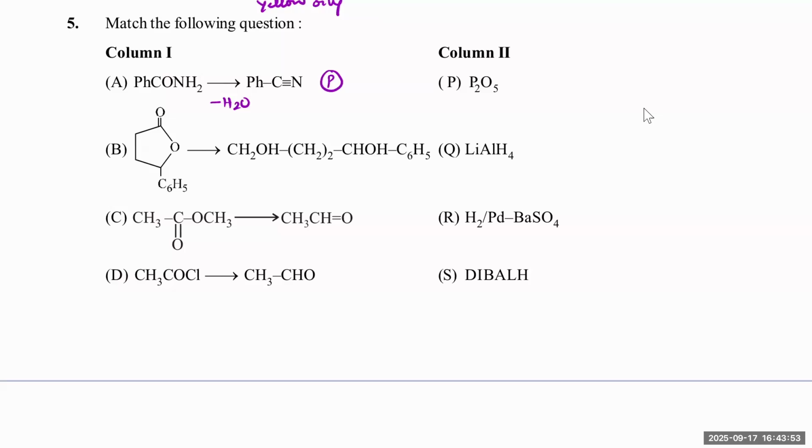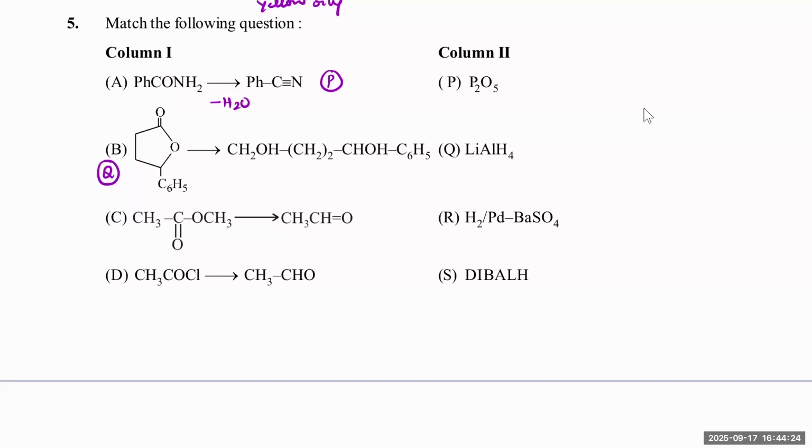Next. Here there is an alcoholic group. We need to reduce it basically. So you need to reduce on all the positions here, here, here, and here. So C6H5, then here you should have alcohol, then CH2, CH2, then here also you need to have alcohol. Anhydrides or cyclic esters can be reduced by lithium aluminum hydride. So answer is Q.